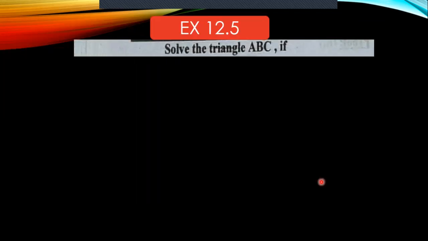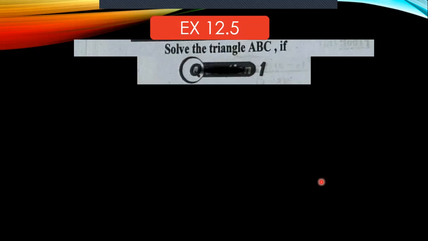Now look at the questions. Exercise 12.5. Solve the triangle. Question number 1 is there, and look at the data. B is given, C is given, and along with that, alpha is given. Now, if you are to solve the triangle, it means you need to find all the missing elements. B, C, and alpha are given, so obviously you are to find A, beta, and gamma.